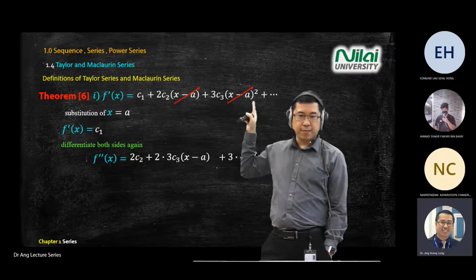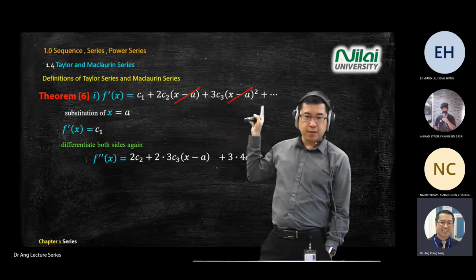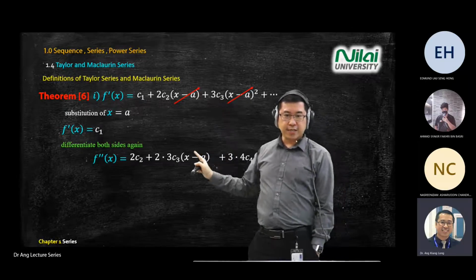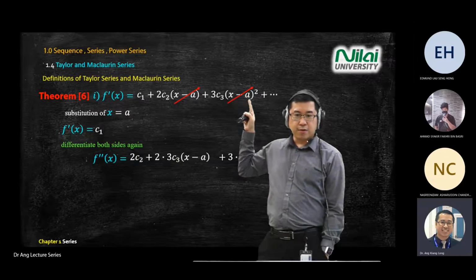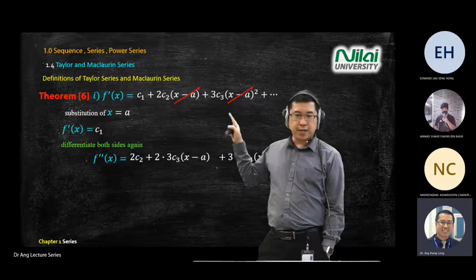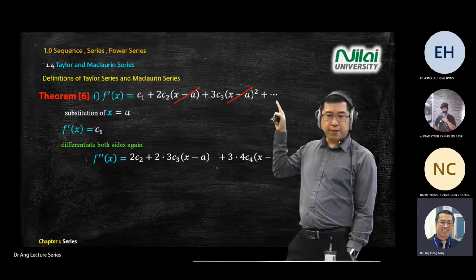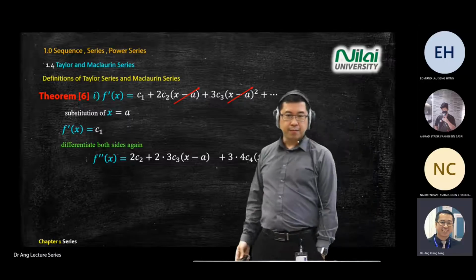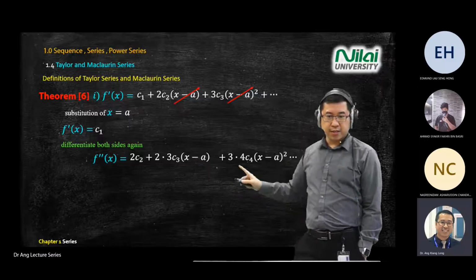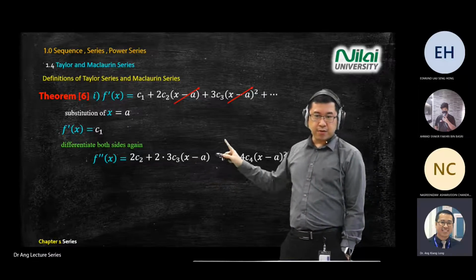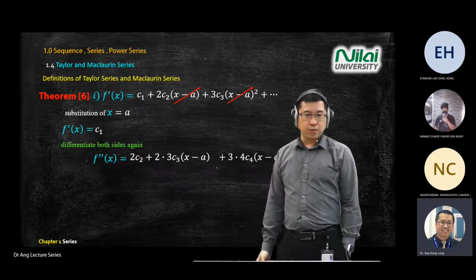You continue with this one. You differentiate. When you differentiate, the exponent is pulled to the front. 2 times 3, you get 6, C3, and you copy this one. You get (x minus a), and so on. You do the fourth term also the same. You get this one. And then you replace x equal a inside this equation. This one you get 0. This one you get 0. You get 2C2.